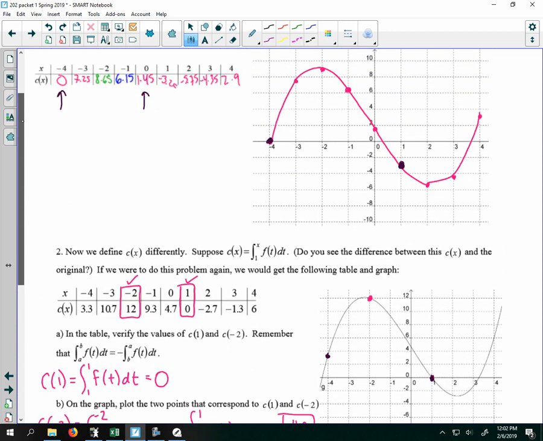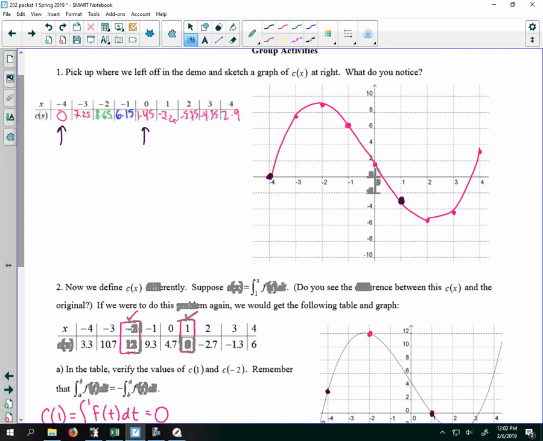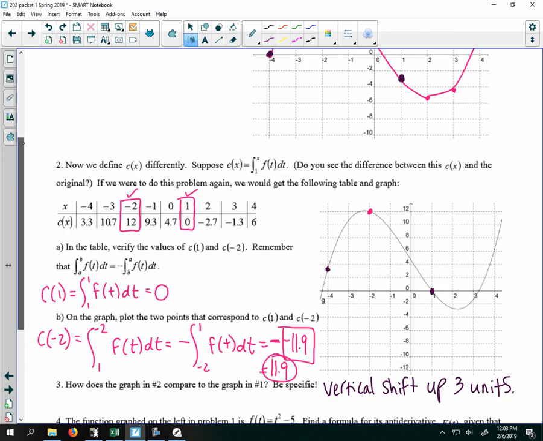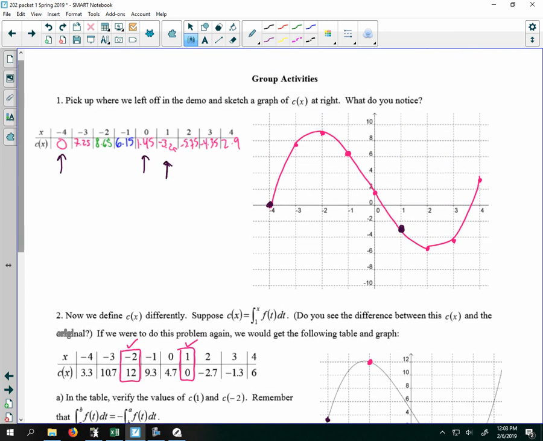Let's try f of 1. I should get -3 1/4 or something pretty close to that. So I'm going to get 1/3 minus 5 plus 4/3. So that's 5/3 minus 15/3, which is -10/3, which is -3.33. That is pretty close to our estimate of -3 1/4.